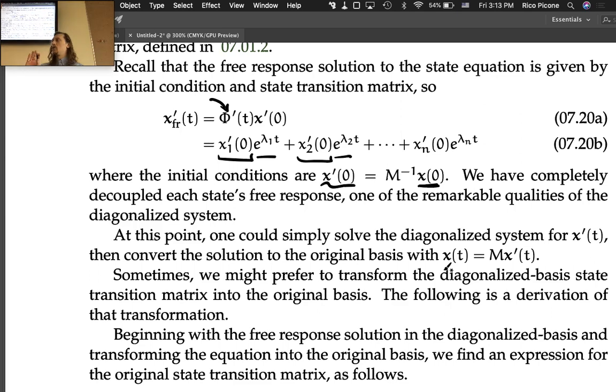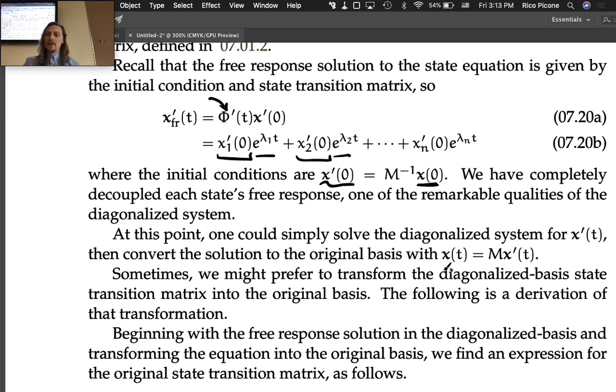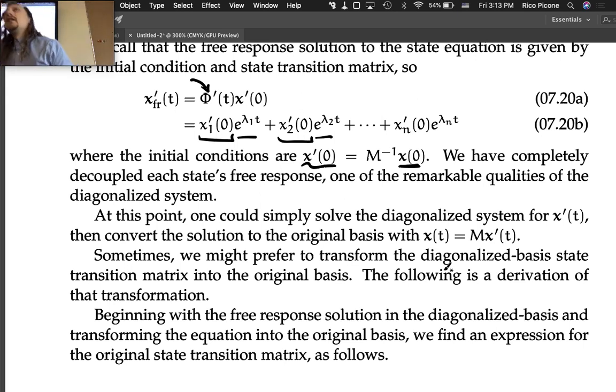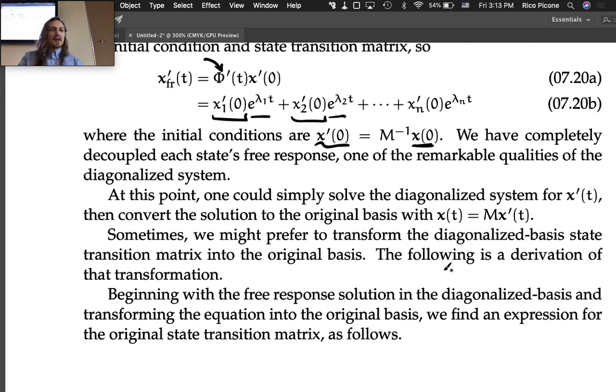Typically, we choose another route, even though it's pretty much equivalent. So there's really no reason one's better than the other. I would just say it's more common to do.